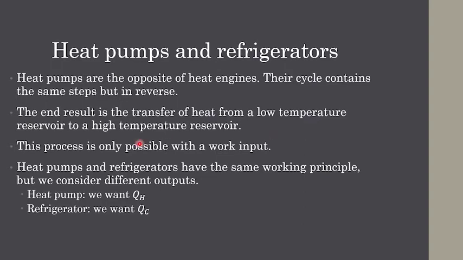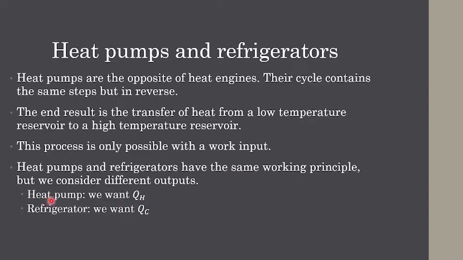However, in this case, this process becomes possible because we are inputting energy, that is a work input. The provision of work allows for the transfer of heat in the reverse of the spontaneous direction. Heat pumps and refrigerators are both examples of this. They have the same working principle, but we differentiate them based on their different outputs. Basically, we only differentiate heat pumps from refrigerators based on what we want from them.